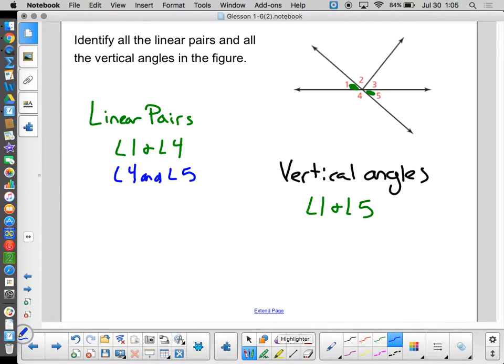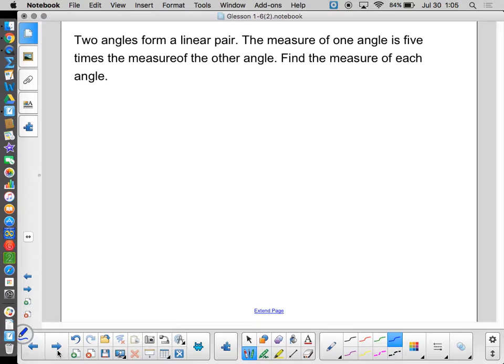Angle 3 is not vertical with anything because there's not a ray over here. 2 and 4 are not. They're kind of, but I need 2 and 3 together to be vertical with angle 4, but I can't do that. It's just vertical angles, just one angle. So my only vertical pair there is angle 1 and angle 5. That is my only vertical pair.